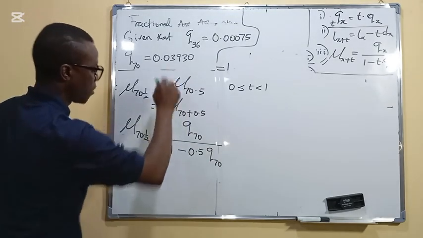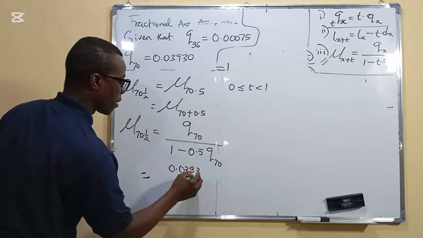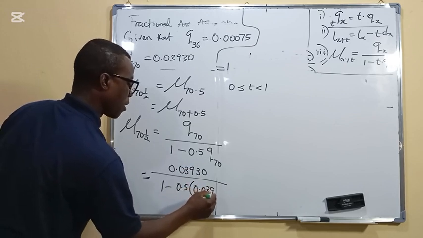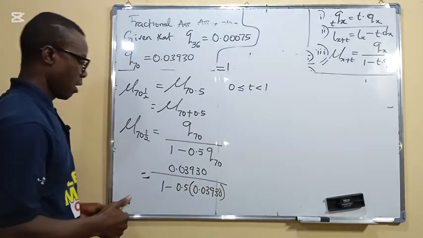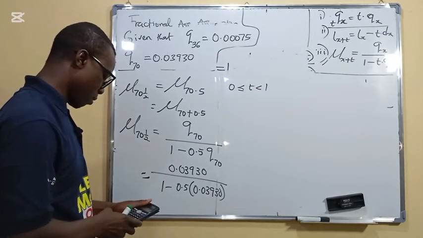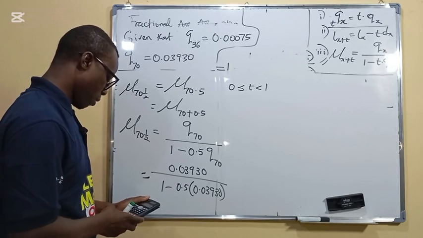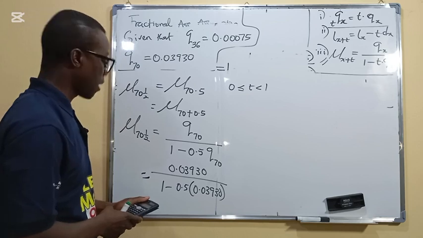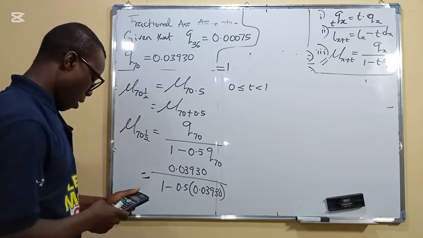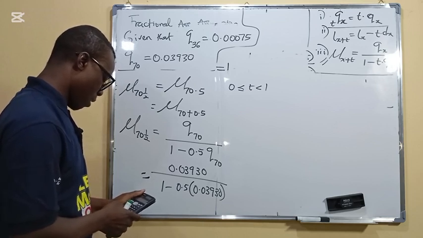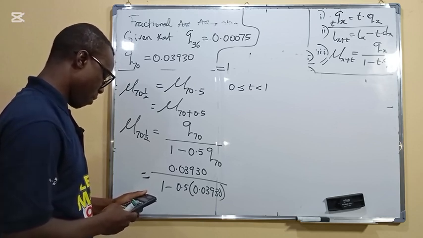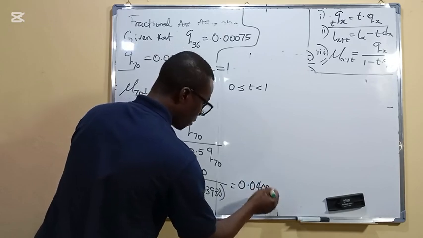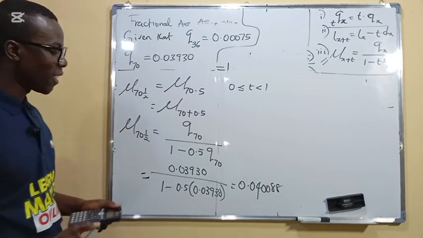So I'm going to have this value 0.0393 over 1 minus 0.5 into 0.0393. Yeah, there. So computing this, 1 minus 0.5 into 0.0393, and I have 0.0393 divided by that, and this gives me 0.040088 probably.